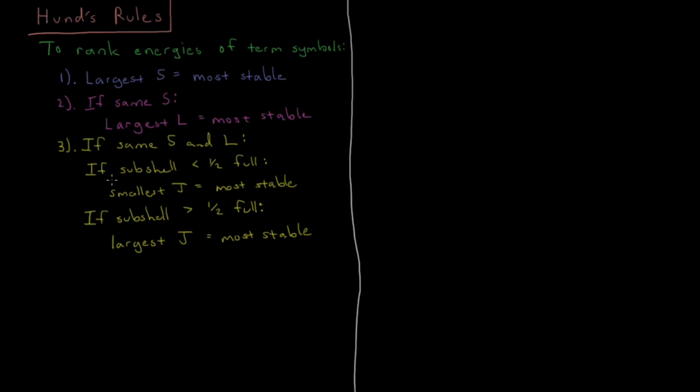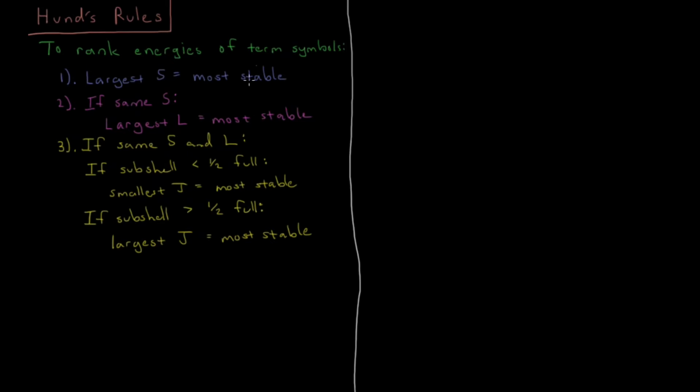there's one little caveat here. If your subshell is less than half full, so for example in a P subshell this would be P1 and P2, and if your subshell is greater than half full, for a P this would be P4, P5. For D this would be D6, D7, D8, D9, etc. If you're less than half full, then the smallest value of J is the most stable term symbol. And if you're greater than half full, like D9, then your largest value of J is going to be the most stable, given that you have the same value of S and L.